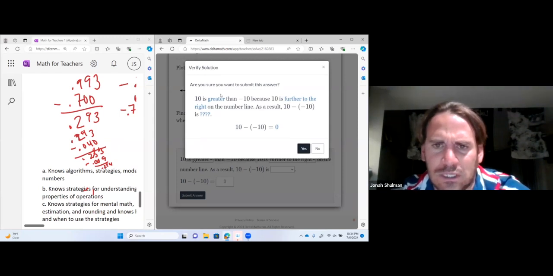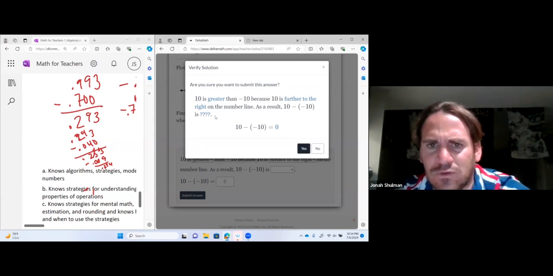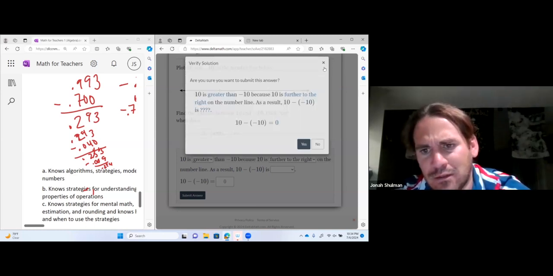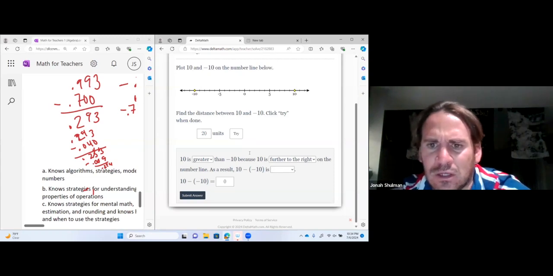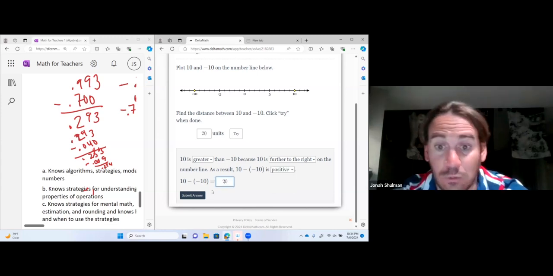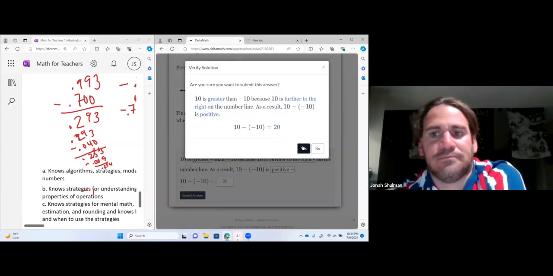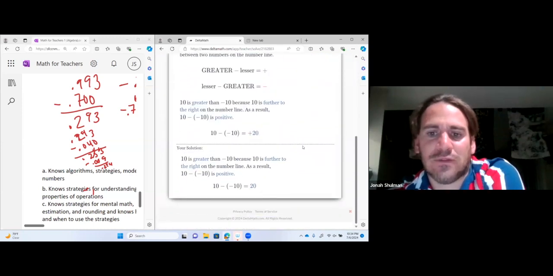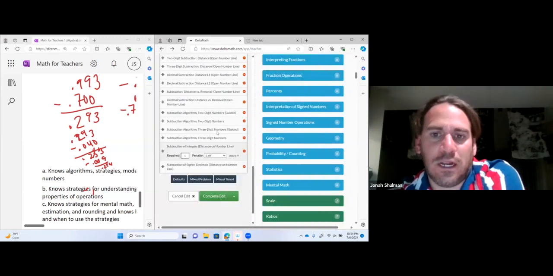Are you sure? So 10 is greater than -10 because 10 is further to the right. As a result, 10, oh, wait. Thank you for stopping me. Because 2 minuses make a plus, and this is 20 whole units. It's not going to be 0. So this is going to be a positive number of 20. I almost made a mistake. We did it! Cool. All right.